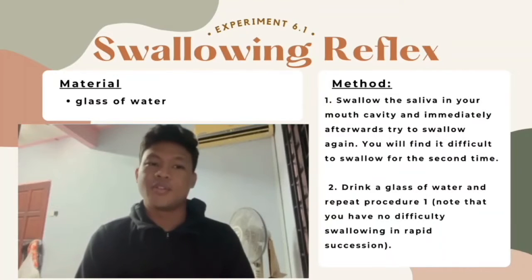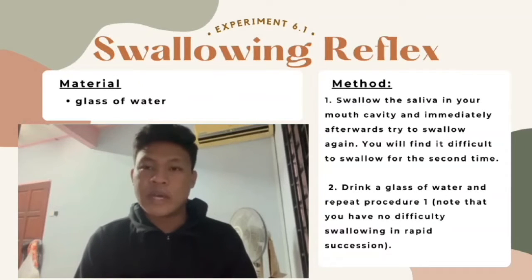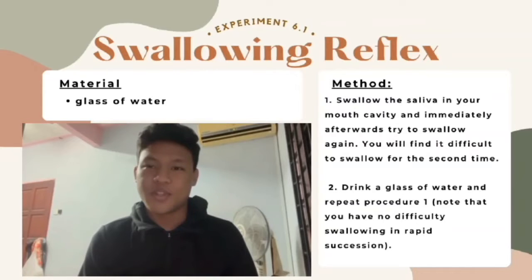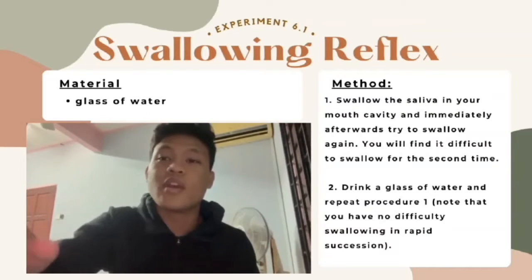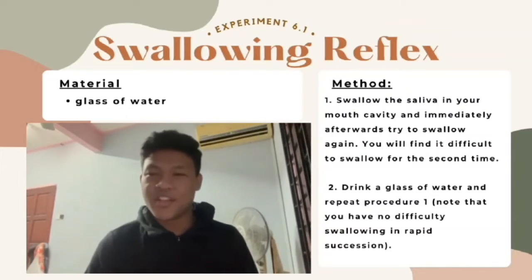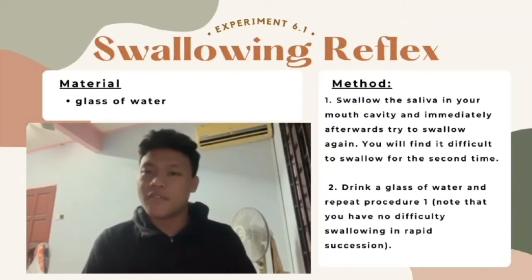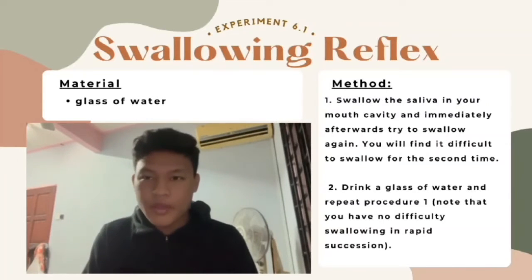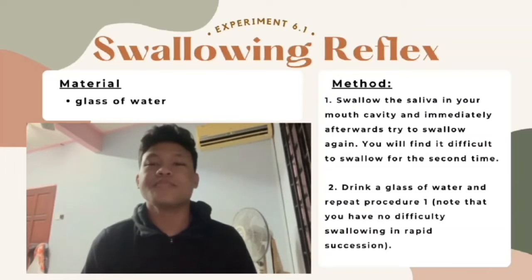Experiment 6.1, swallowing reflex. A glass of water is needed for the material. Meanwhile, for the method, first we have to swallow the saliva in our mouth cavity and immediately afterwards try to swallow again. You will find it difficult to swallow the second time. For the next step, we have to drink a glass of water and repeat procedure 1. Note that you have no difficulty swallowing in rapid succession.